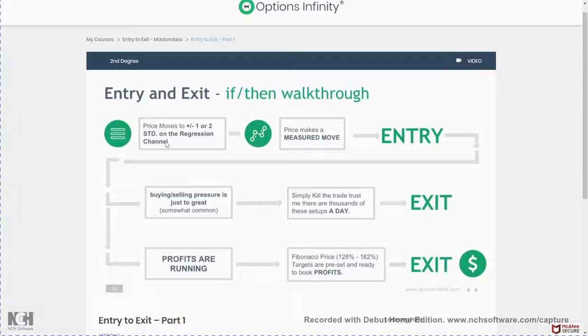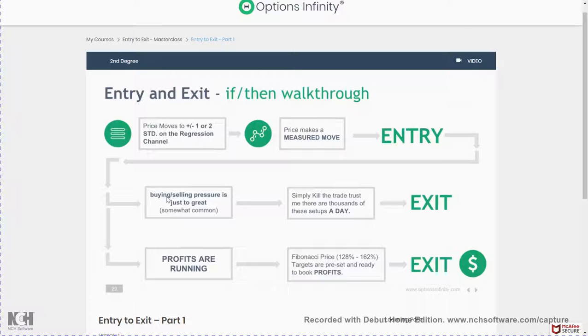And that's another reason why it's good to have a pretty small market basket of stocks to really focus on when those trades can be made. Then the price makes a measured move and we are in. Once we're in, we let our profits run and use the Fibonacci price targets to preset, and we're ready to take profits at the 128, 162.